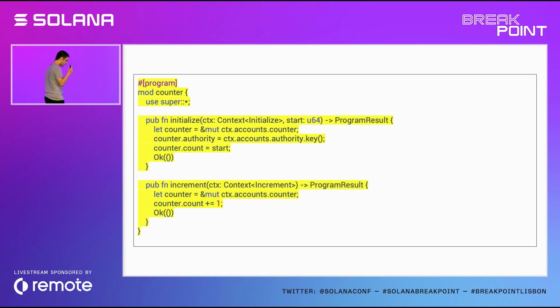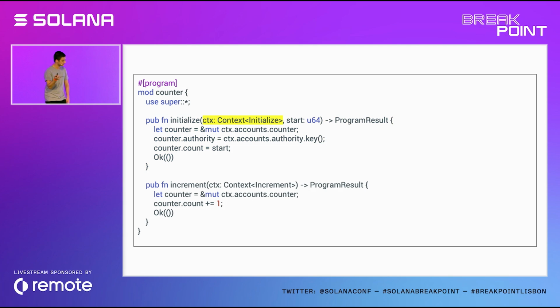This is, again, where the business logic lies. First thing you'll notice, we have the program attribute. That basically just labels this module such that all of the functions inside of it will be treated as instructions. So these are your APIs. So we have initialize. We can initialize the counter. We have increment. We can increment the counter. And let's take a look at initialize first.